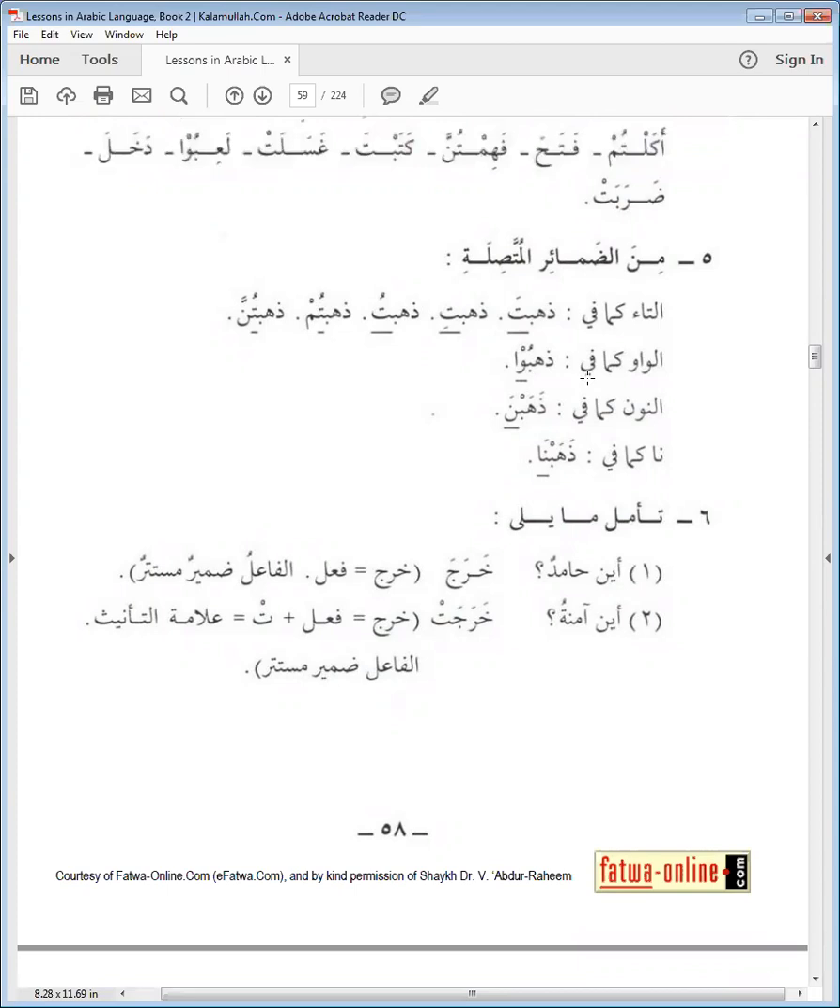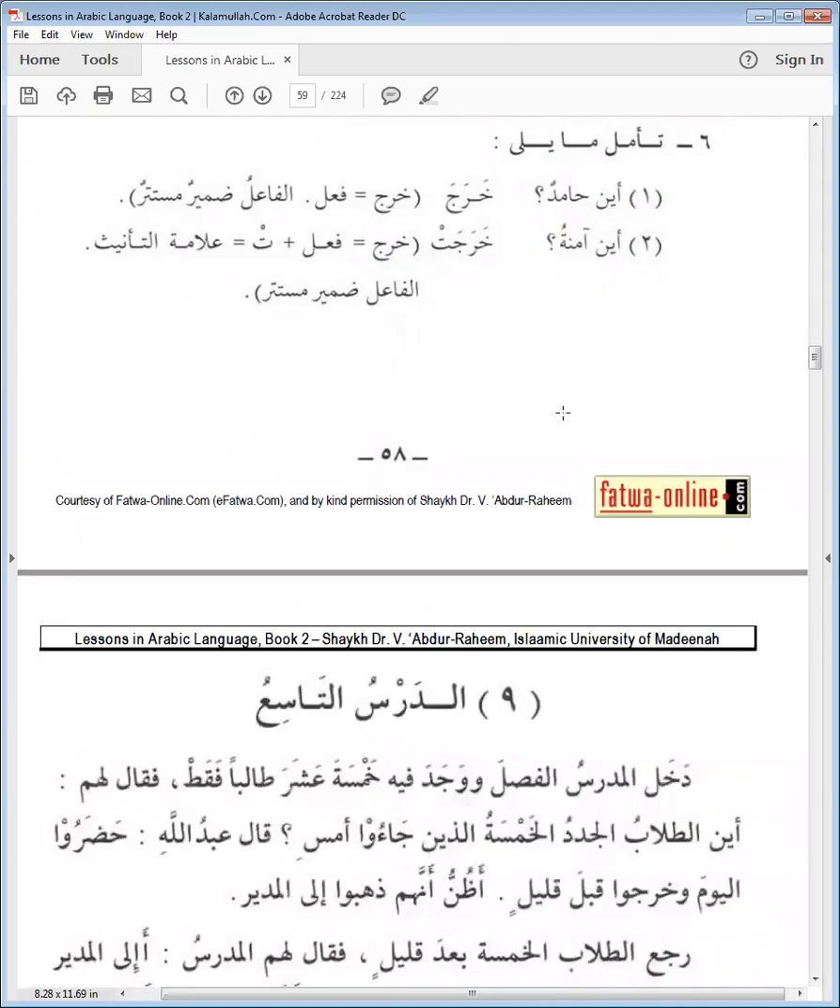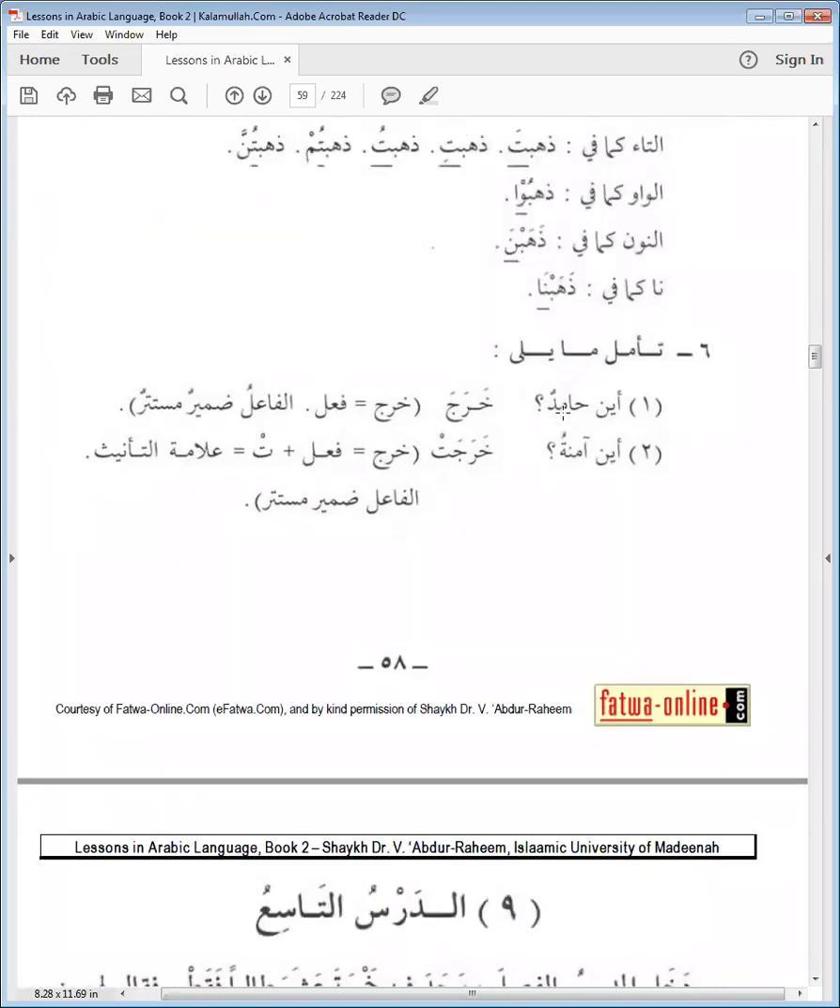So let's look at, we're skipping number 5, we're looking at number 6, and then we're going to start our passage again, right? تأمل ما يلي رقم 6. So you're at the bottom of page 58, right? صفحة 58. So we're at the bottom of page 58, رقم 6. تأمل ما يلي. Observe what follows. So this is just what I just said. The ضمير مستتر. But look at the difference here. Please look at this here.